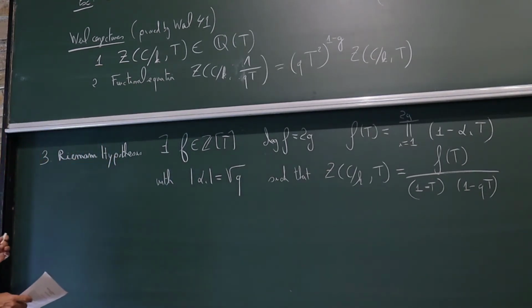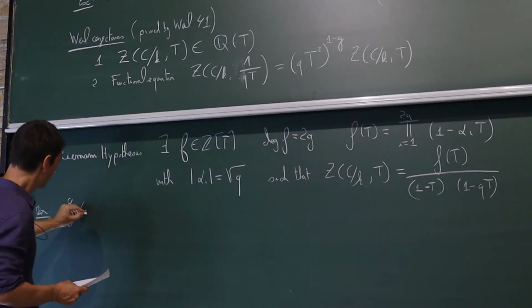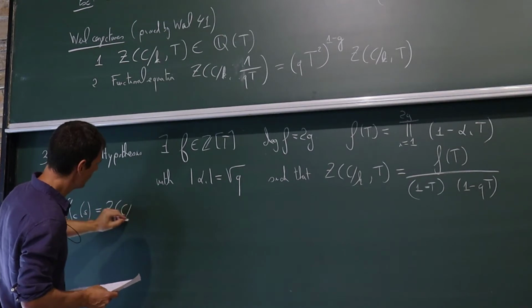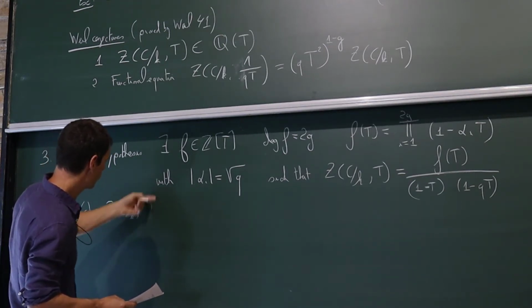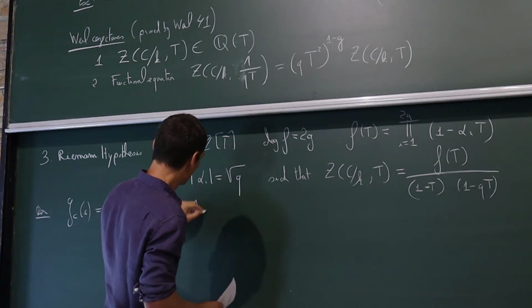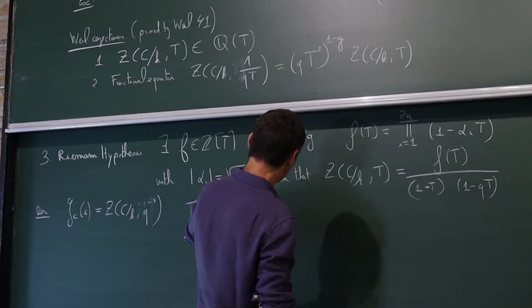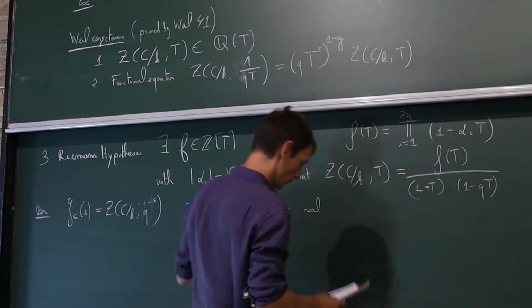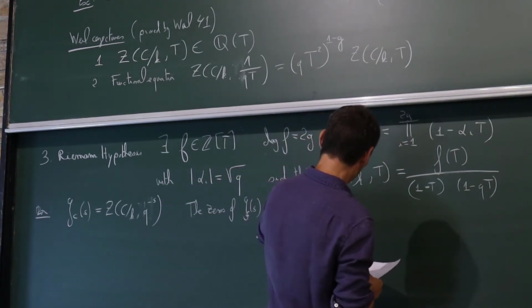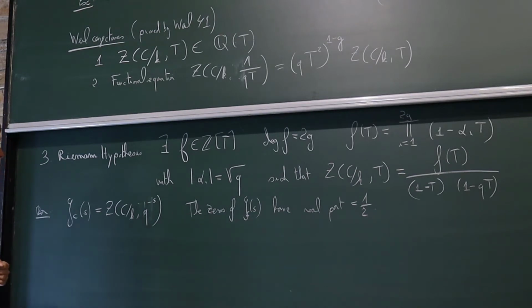But maybe let me first comment why this is called the Riemann hypothesis. So if you let the function zeta like this be, let me replace t by q to the power minus s, then you see that the zeros of zeta of s have a real part equal to 1/2, which of course reminds you of the classical Riemann hypothesis that we have for Q. And you see, the difference is that in this case, this is a theorem, and in the other case, it's still like a long-standing conjecture.